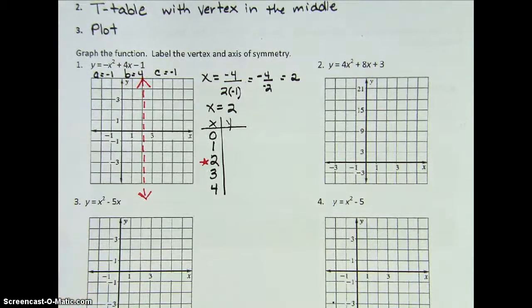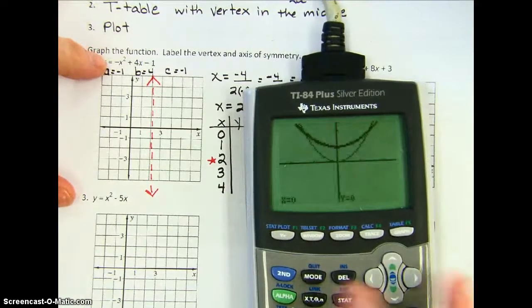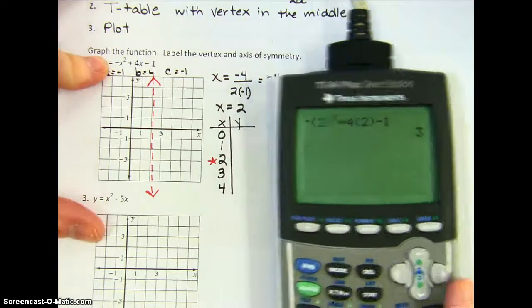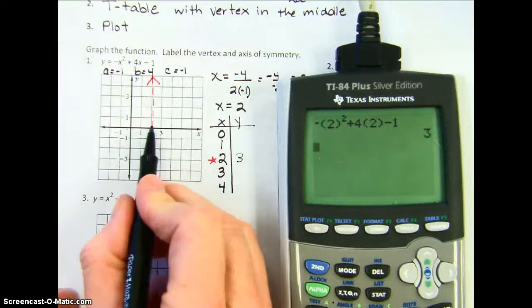Now, at this point, you would use your calculator to generate your t-table, and you could use the table function on your calculator, or you could just simply plug it in. One thing that I always like to do is start with my vertex. So I look at my original problem, and I have negative x squared plus 4x minus 1. So I'm going to go negative 2 squared plus 4 times 2 minus 1. That just generated a 3. So I'm going to put that in my table, and I'm going to go ahead and plot that. So 1, 2, 1, 2, 3.